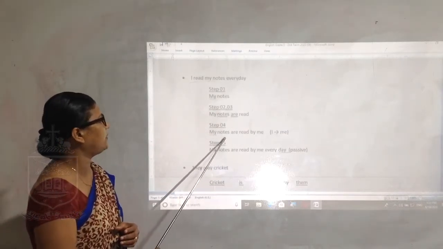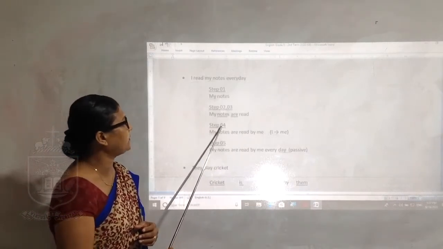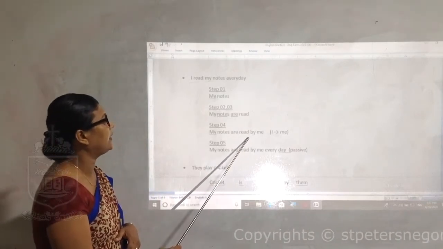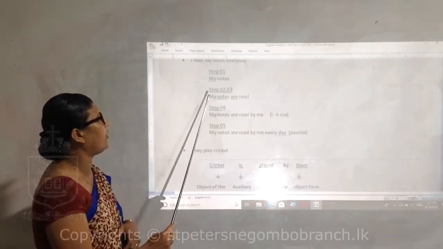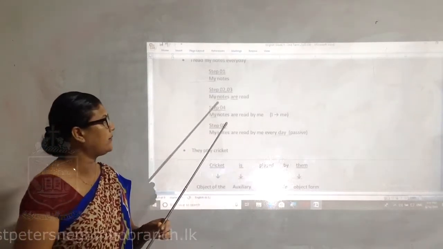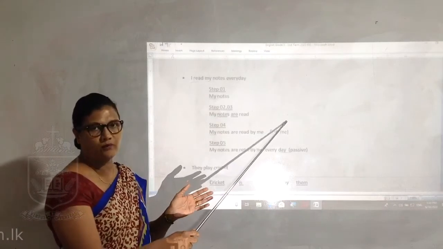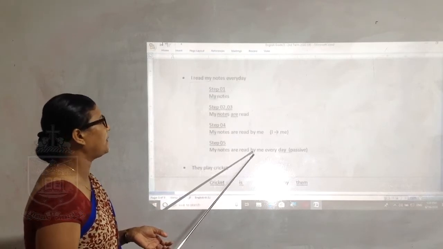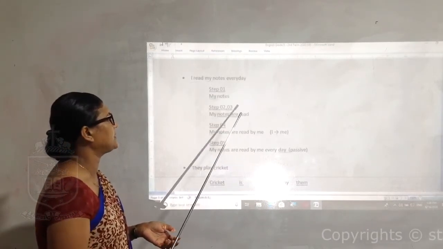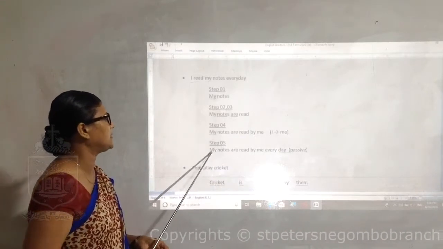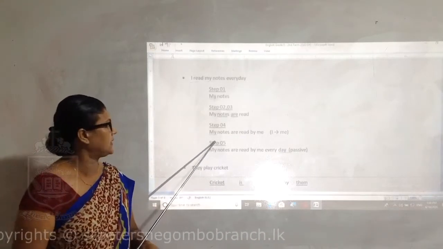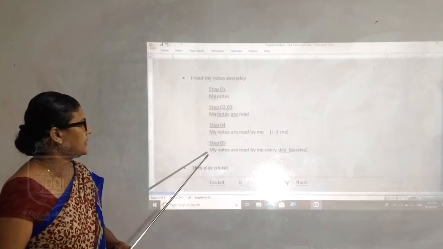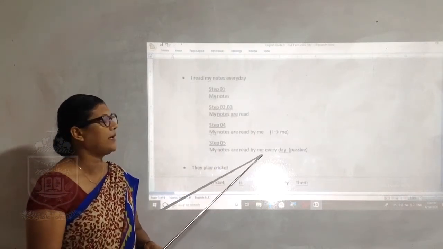My notes are read. Next step. Now we have got my notes are read. Now in the fourth step, we need the word by. After the word by, we will have to find out the object form of I. I think you can remember the object form of I is me. My notes are read by me every day. That is the rest of the sentence. This is the completed passive voice sentence. Let's go to the active voice again. I read my notes every day. The passive voice is my notes are read by me every day.